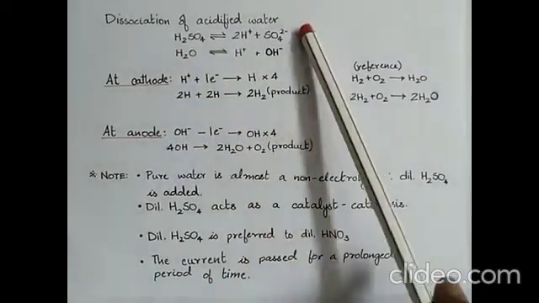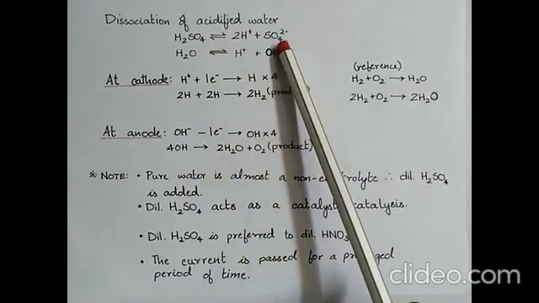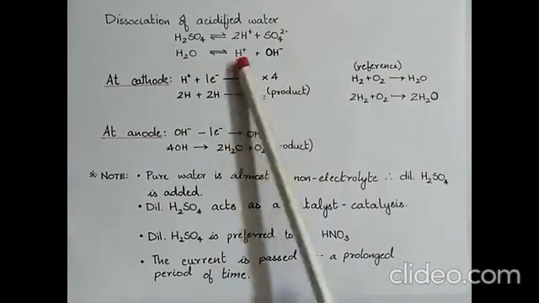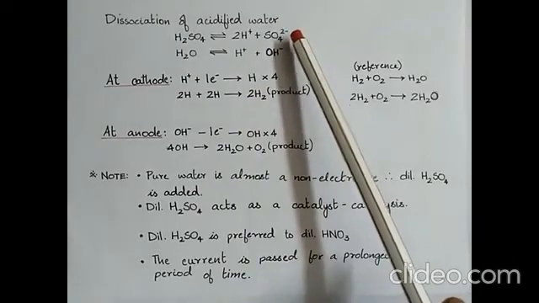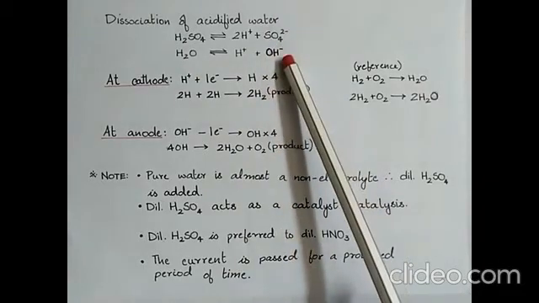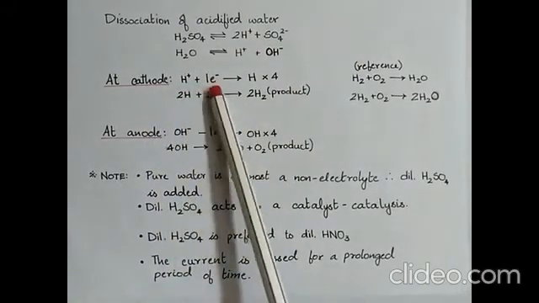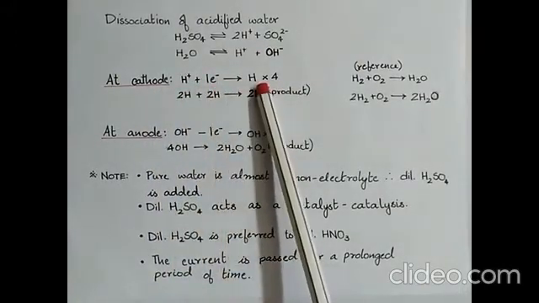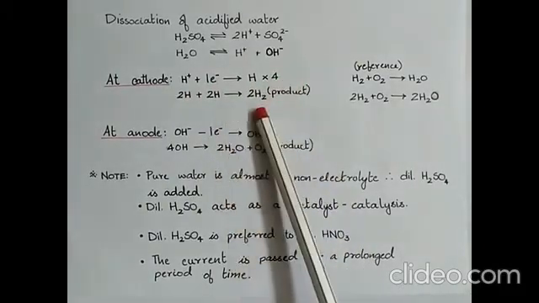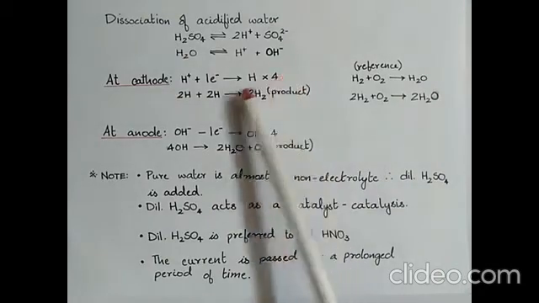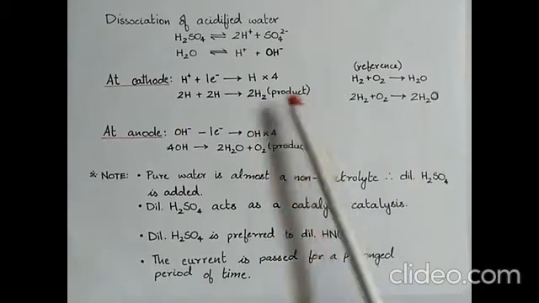Dissociation of acidified water. Sulfuric acid dissociates to give 2H plus ion and sulfate ion. Water dissociates to give H plus and OH minus ion. So you have 2 acid radicals, that is sulfate and hydroxyl radical. At cathode, the hydrogen ion moves and gains 1 electron to form neutral hydrogen atom. A minimum of 4 hydrogen atoms are required for the completion of the reaction. So when 4 hydrogen atoms are formed, they combine to form 2 molecules of hydrogen as the product at cathode.